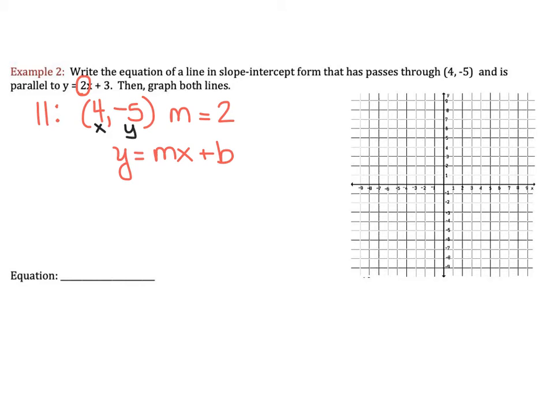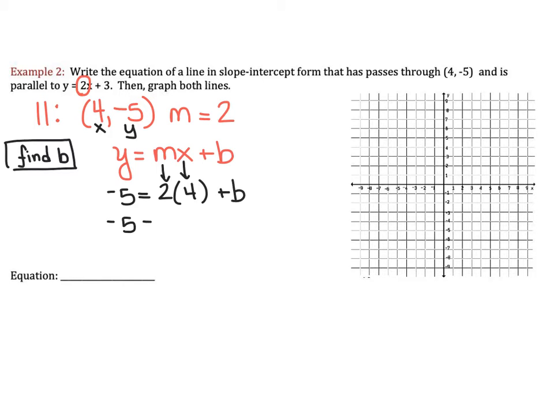This is just a point on that line, x, y, so I'm going to fill in -5. I'm going to fill in 2 for my slope. X would be the 4 from the ordered pair, and I don't know B. So I'm finding B, and that gives me -5 equals 8 plus B. Subtract 8 from each side, and B is equal to -13. This means the equation of my new line is y equals 2x minus 13.